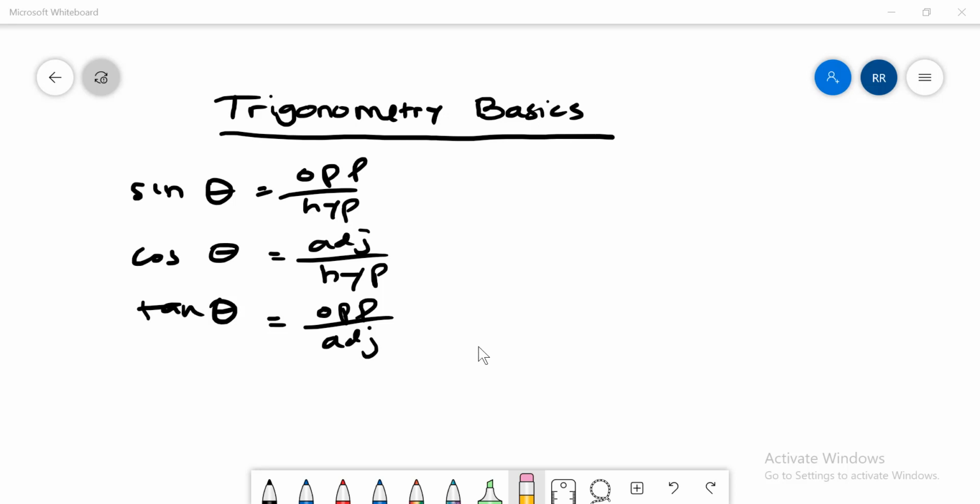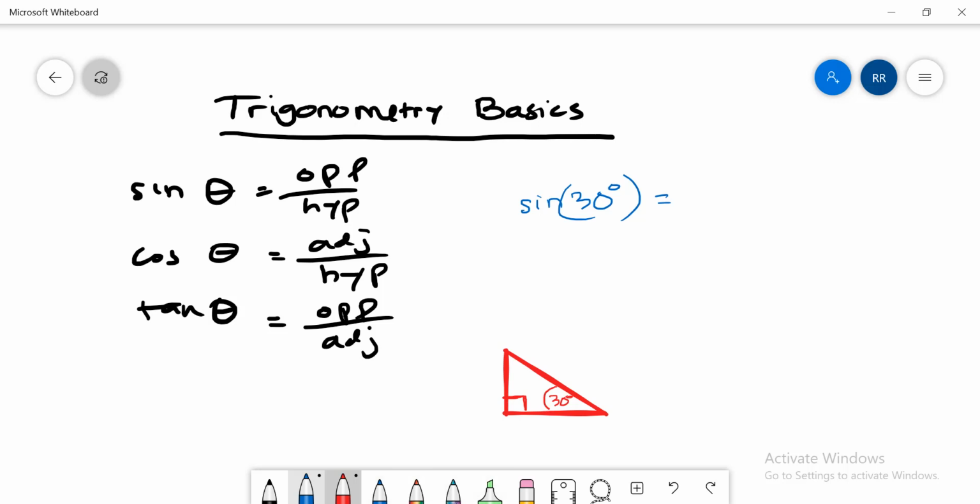Okay guys, so today I will be explaining what the sine, cosine, and tangent of an angle mean. Let's say we have a right angle triangle like this, and we have an angle, let's say in here we have 30°. If I want to know the value of sine 30°, sine of this angle here, you can just use your calculator to calculate it.